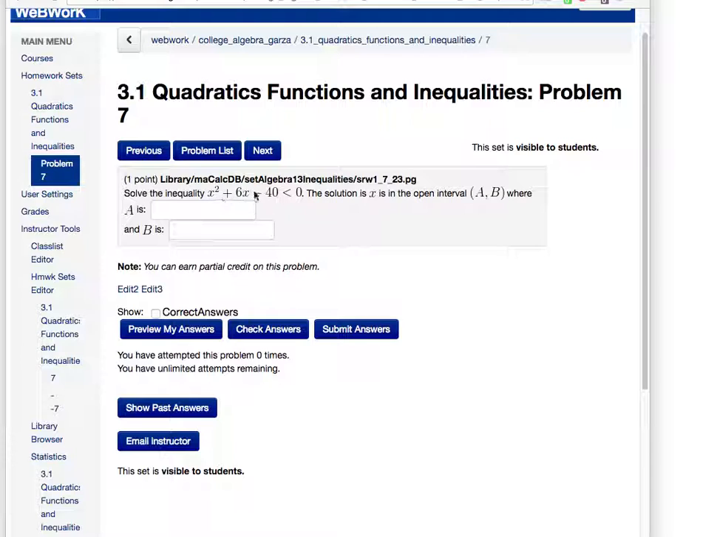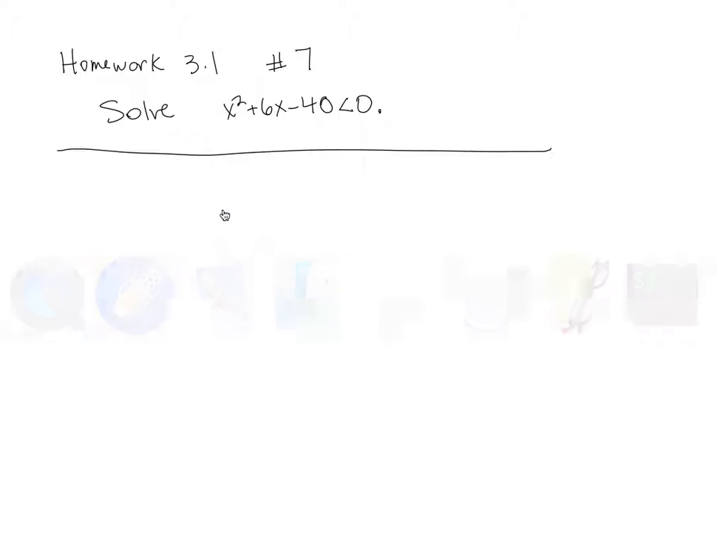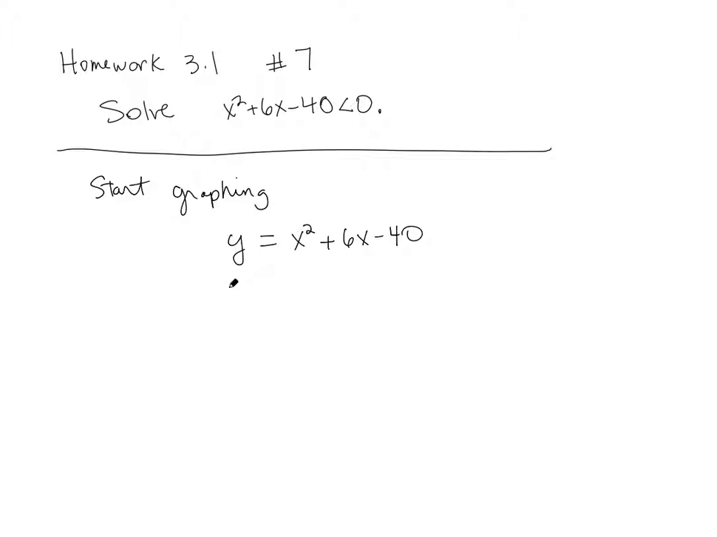Well, first thing to realize is that the left-hand side is a quadratic. It's a second-degree polynomial. So how do we solve this? Well, we're going to start by graphing a related equation. We're going to graph the quadratic function y equals x squared plus 6x minus 40, and then use this to solve this inequality.